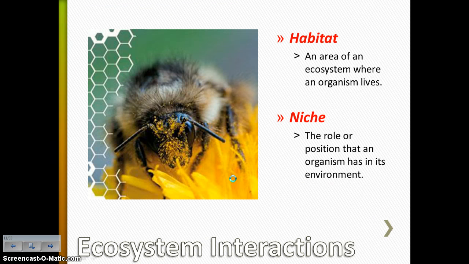Okay, a couple of vocab terms before we move on. You probably already have heard these words before. A habitat is just simply where an organism lives. A niche is the role that an organism has in its environment. So our bumblebee here, while we may not love them, they do have a niche in the environment that they live in. They are pollinators, so that would be a role that it plays in its environment.